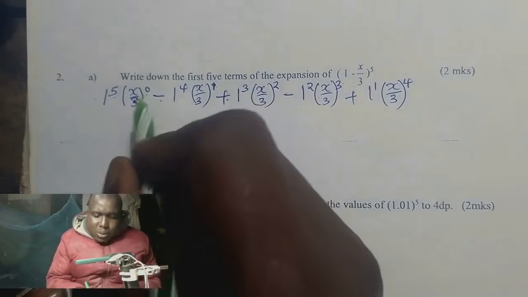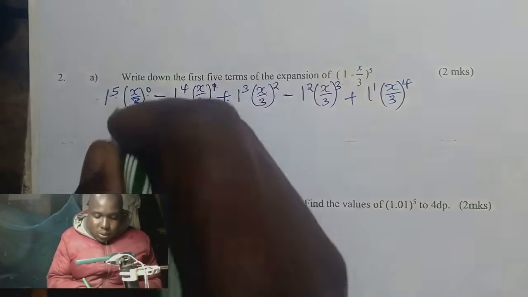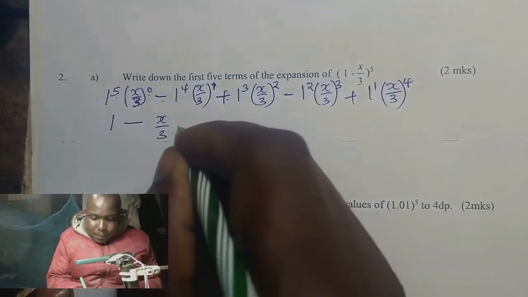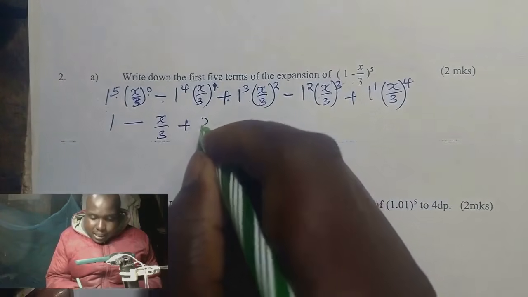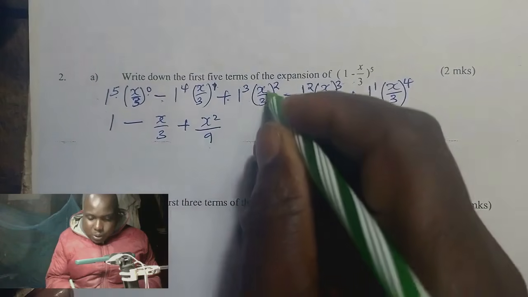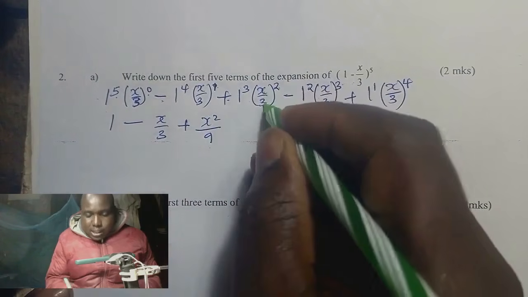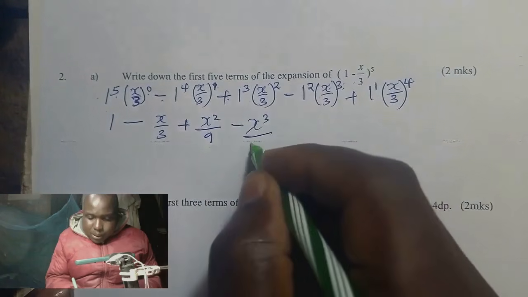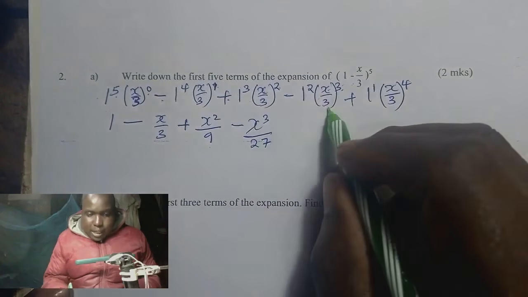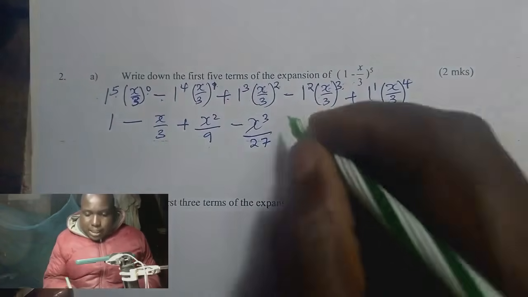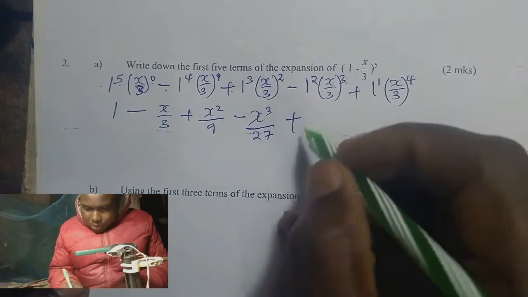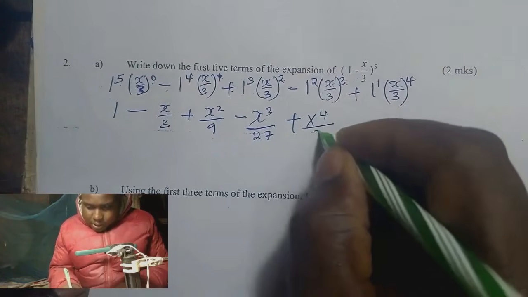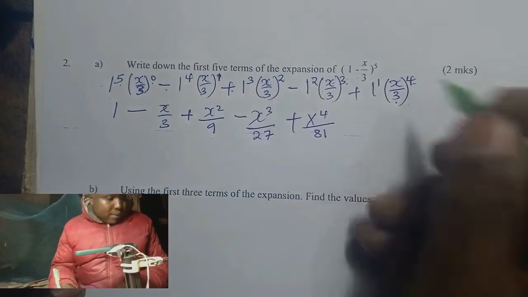Then from there, anything raised to power 0 is 1. So this is going to be 1 minus x over 3 plus x squared over 9. When you square x, this squares this, this squares this. Then minus x cubed divided by 27, because the cube of 3 is 27, and the cube of x is x cubed. Then plus x raised to power 4 over 81. 3 raised to power 4 is 81.